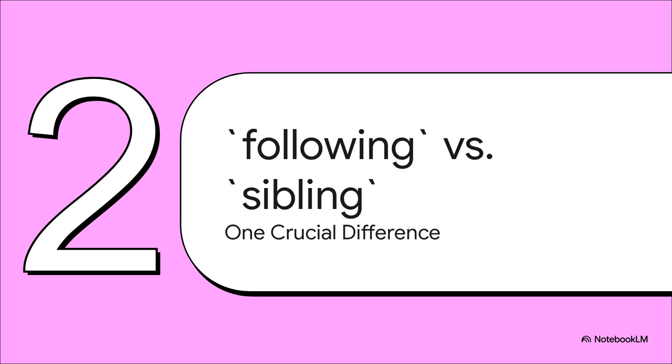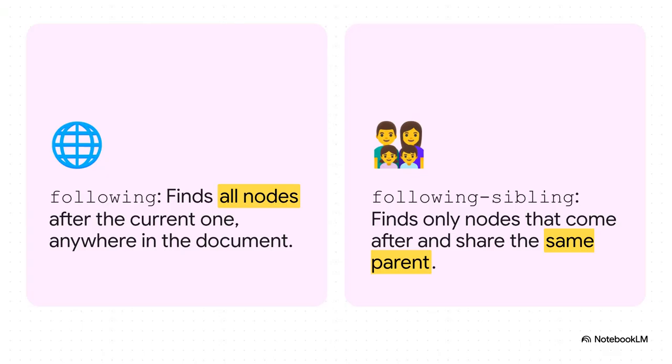It's going to become really clear that it all comes down to one single crucial distinction. And this right here, this gets to the absolute heart of the matter, the parent element. Think about it like a family tree. The question is, are you searching for any relative that comes after your starting point, or are you only interested in its direct brothers and sisters?